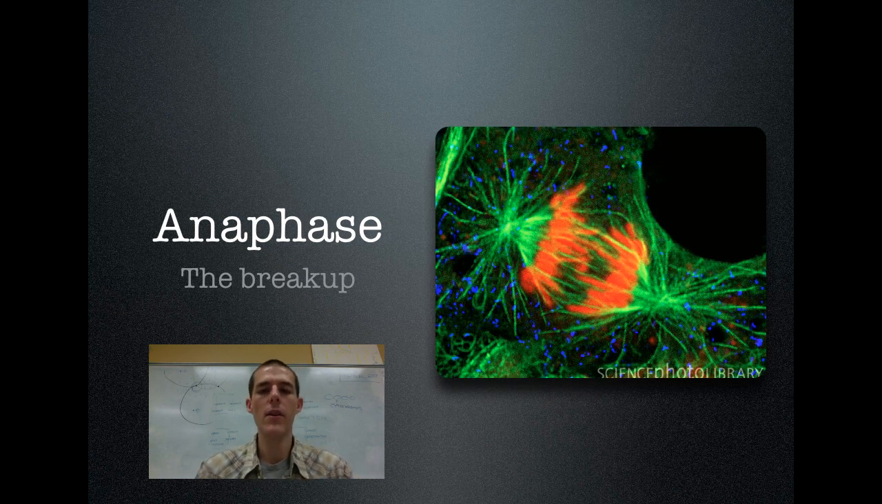Anaphase is the breakup. This is where our chromosomes actually start separating from each other. So if you remember, in that S phase, our chromosomes were duplicated. It's not until chromosomes are duplicated that they have this nice X shape. In this X shape, one side is identical to the other side. So all the genes that are on this side of the chromosome are also on that side of the chromosome, which is really important when we look at anaphase.